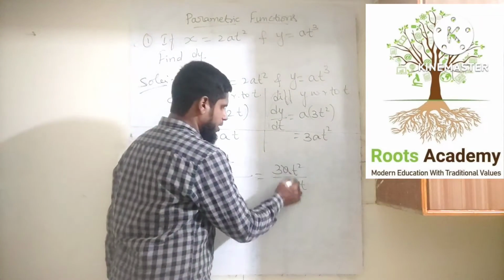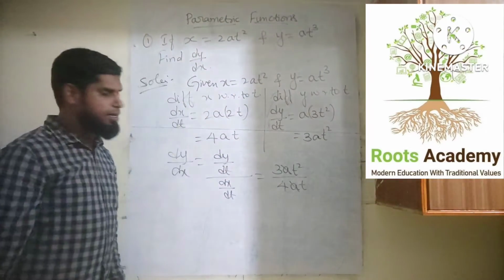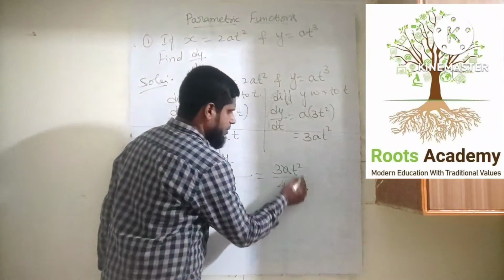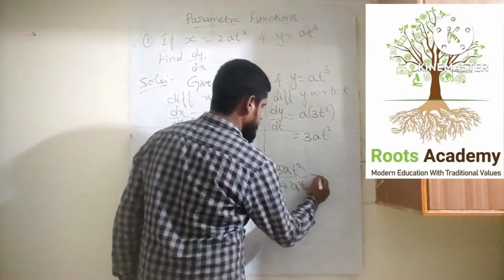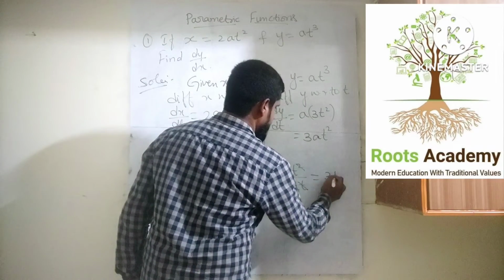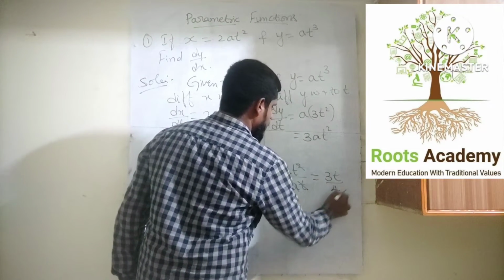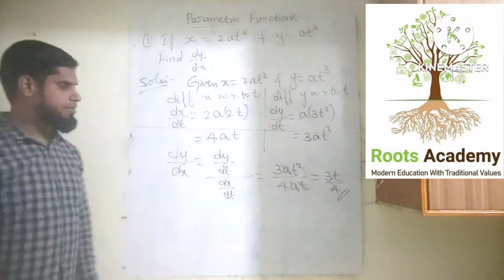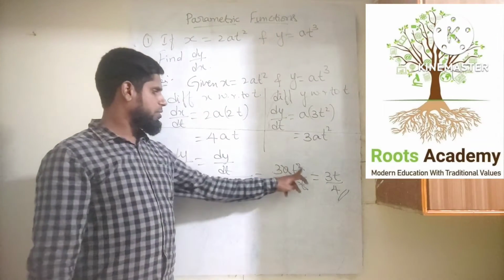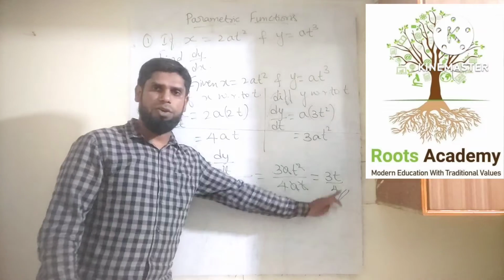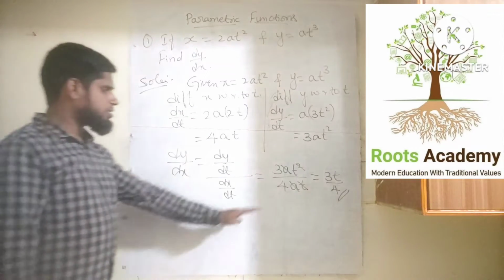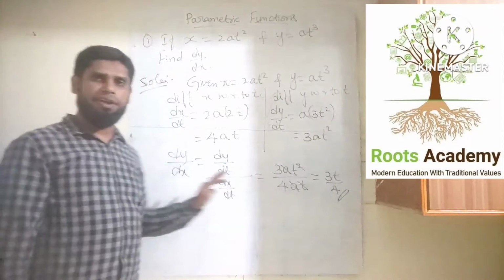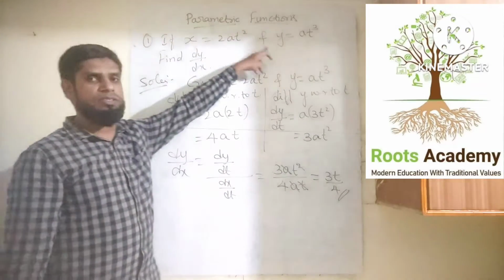Now a and a get cancelled here. T one time and one time gets cancelled here. The left out is 3t divided by 4, which is the final answer, with 3t in the numerator and 4 in the denominator. So this is the exact procedure we will follow to find dy by dx in parametric functions.